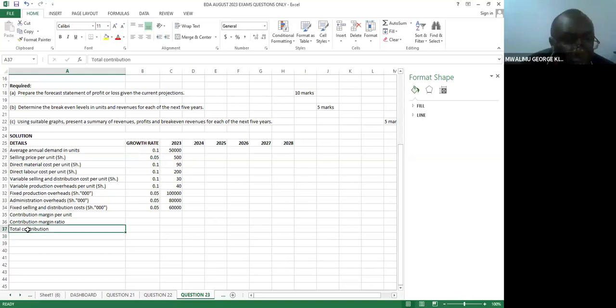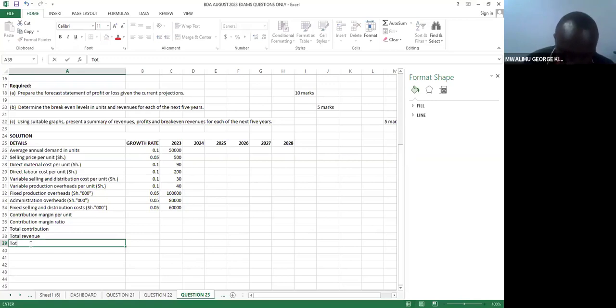Before I get total contribution, I will have required to get either can come. But let me start with the, or I can, because I already have contribution margin per unit. Hii ni MA haina shida. Total revenue, either can start. After I get that, I need to get the net profit. Total net profit.